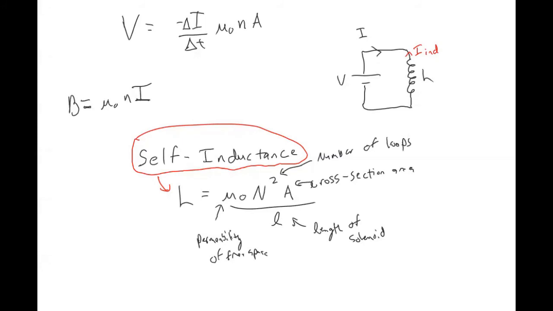And it'll turn out when you do some math that the voltage that you induce in this process is going to be equal to negative delta I over delta T times L. And so you might be asked to calculate the inductance, but usually you'll just be given the value of L in the problem. And then you can use the change in current over change in time to figure out the direction of the induced voltage and therefore the induced current.